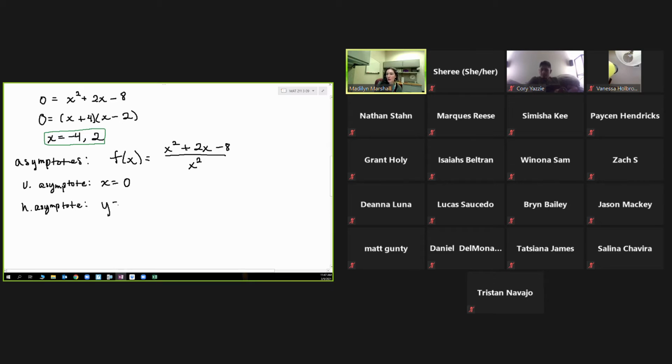would be in the form y equals. And what would that be? 1. 1, exactly. And how do we get 1? Because it's x squared on the top and bottom, so you just divide the coefficients. Exactly. Same degree on top and bottom, and so we're dividing those leading coefficients. So we did that earlier in this class as well.